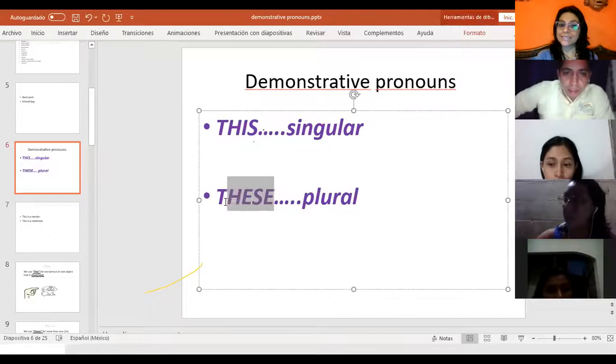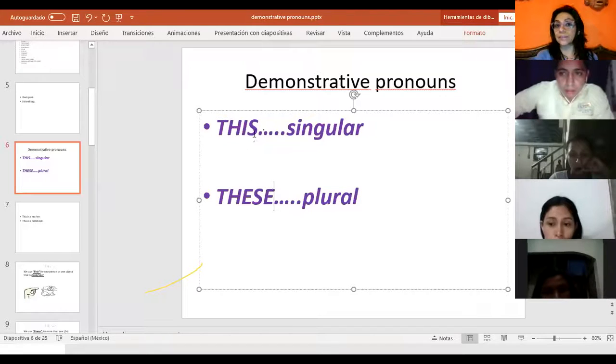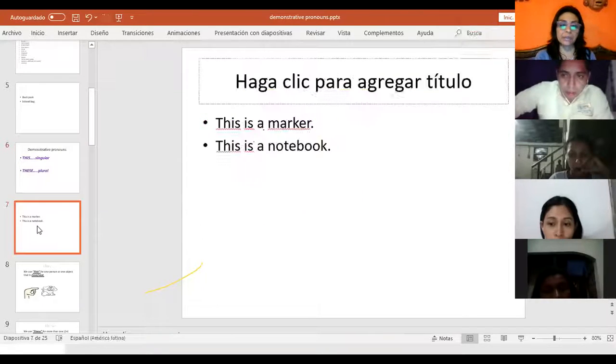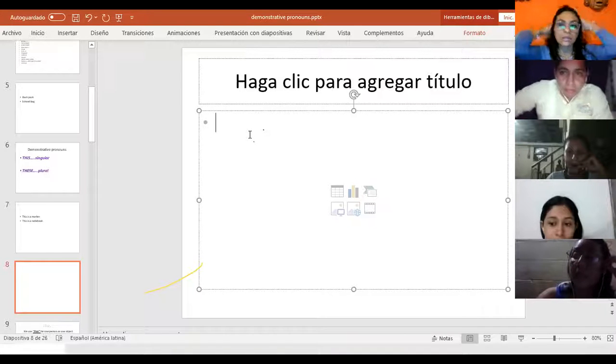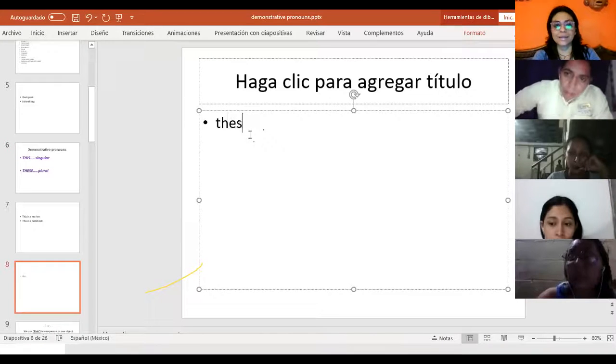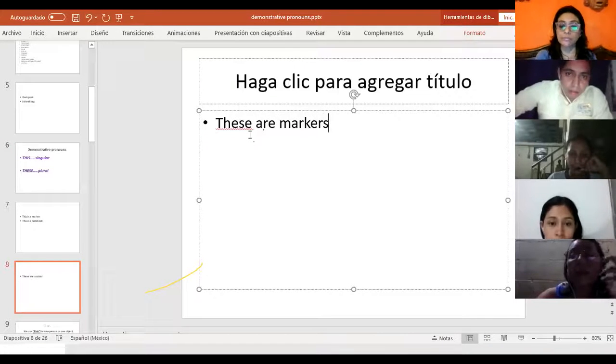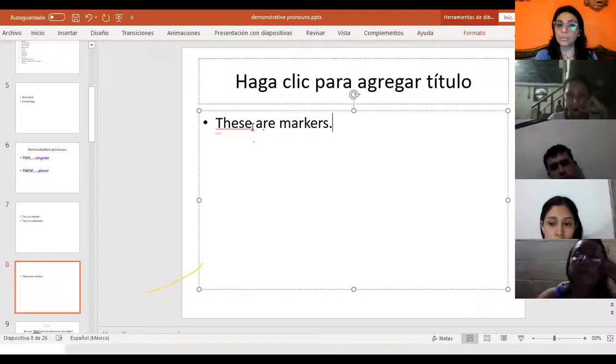We say these. All right. La pronunciación de esta es como más cerrada y la pronunciación de esta es como más abierta. This and this. These. This is like these. All right. These. And you say for example, this, this. La primera es this, y la segunda es these. These are markers. Miren la diferencia. Markers. Esto es plural. Esto es plural.